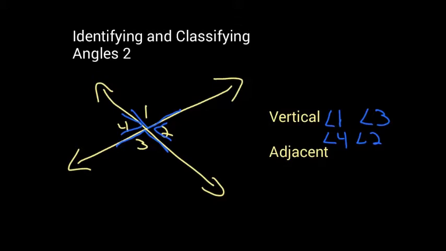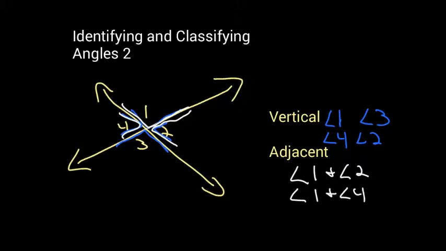Now adjacent means that they have to share a side. So if I start with angle 1, it is sharing a side with angle 2. Well, angle 1 is also sharing a side with angle 4 there. So angle 1 is adjacent to 2 and to angle 4. So you can have more than one angle you're adjacent to, but you can't have more than one angle that you're vertical to.